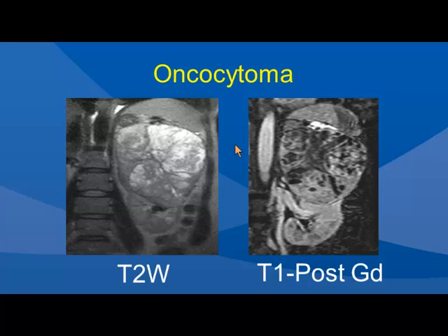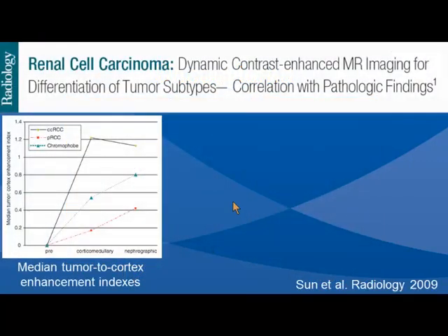Those don't tend to have fat, but they can have the other characteristics be exactly the same. So again, there is definitely an overlap between clear cell and oncocytomas. How about the enhancement characteristics?